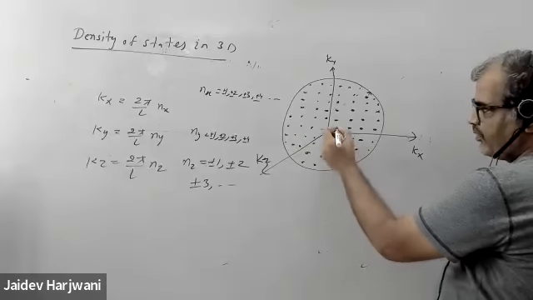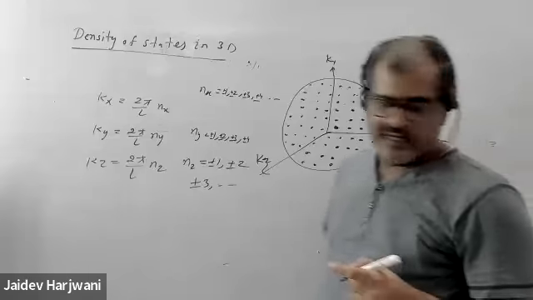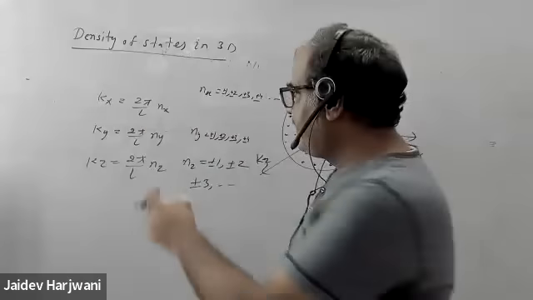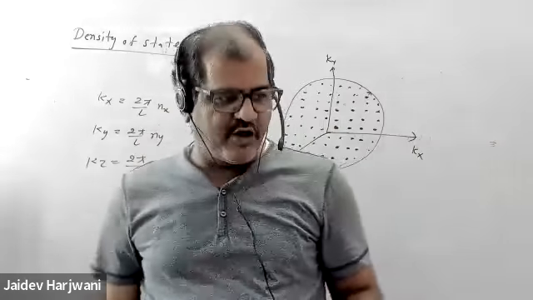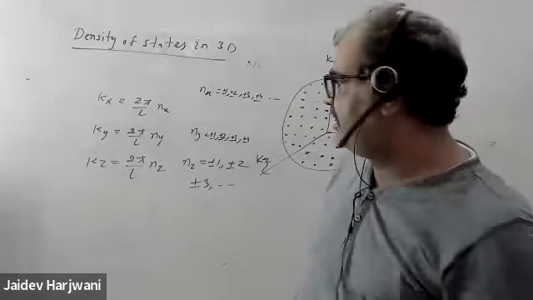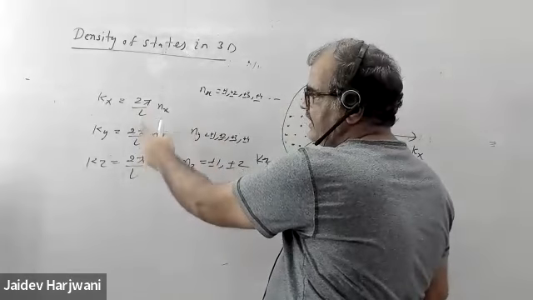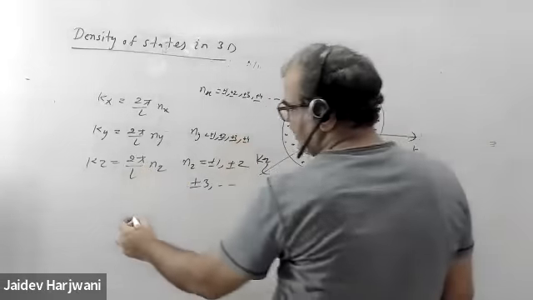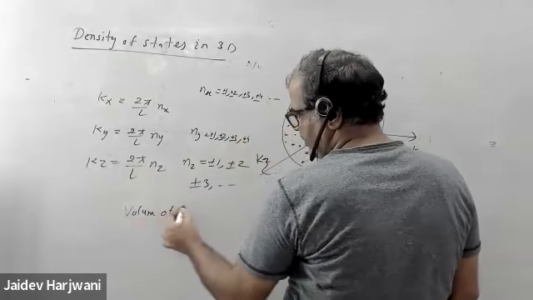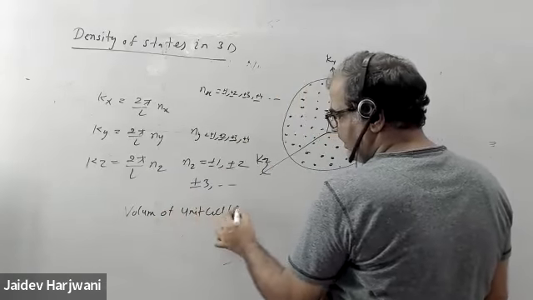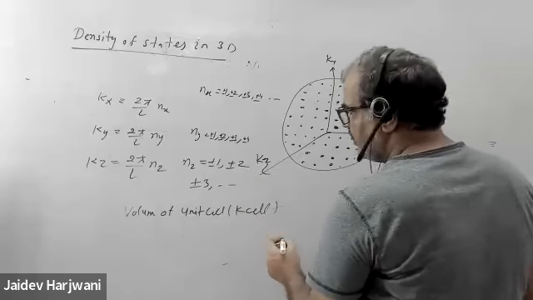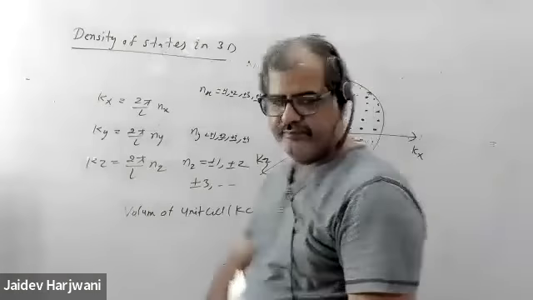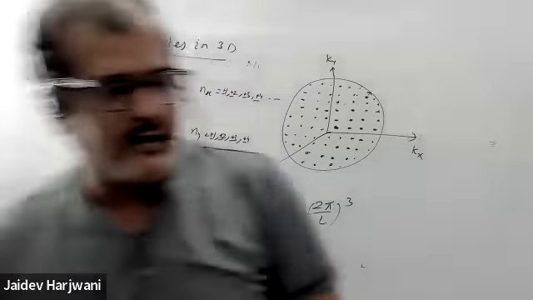Now each point in this space is one state, and we know the length of one state: 2 pi by L. So if I want to take the volume of one unit cell, one k state, then in area it will be 2 pi by L in the x direction, 2 pi by L, 2 pi by L. For volume, you can write the volume of the unit cell, or k cell, is equal to (2 pi by L) cubed. This is a very important point. Is this point clear to you?